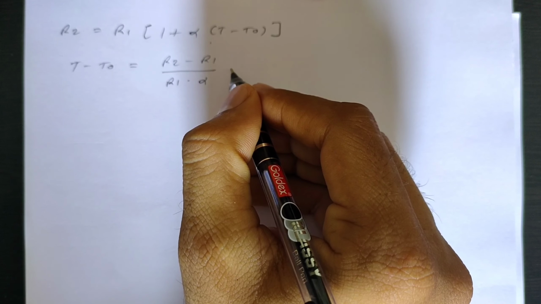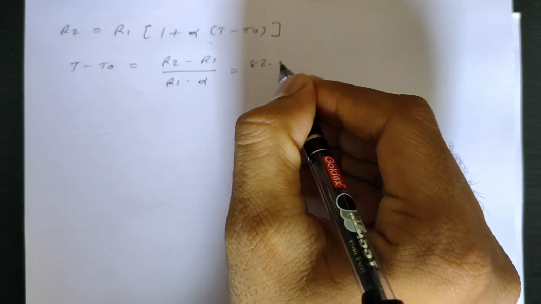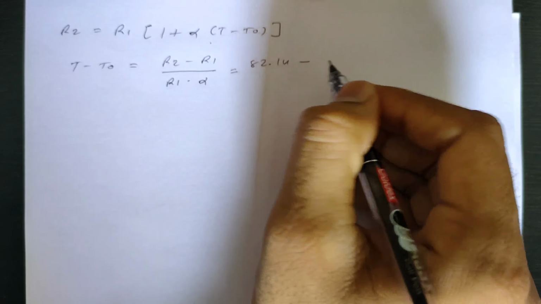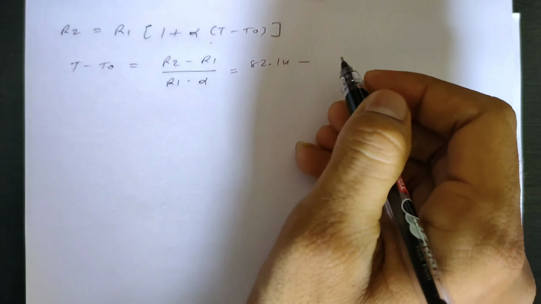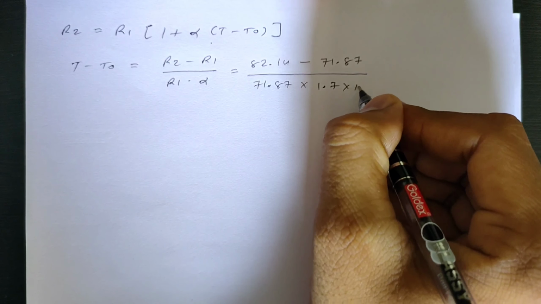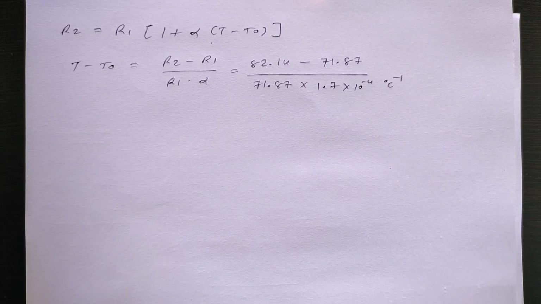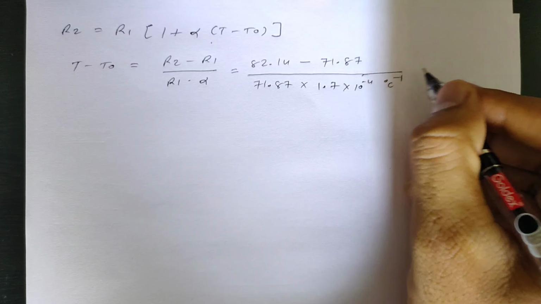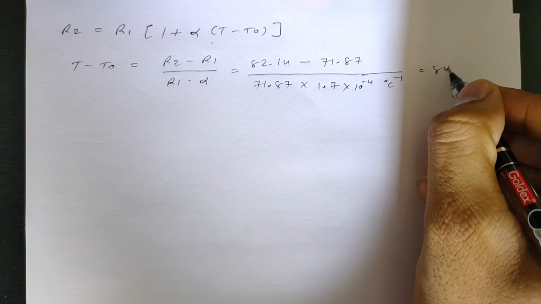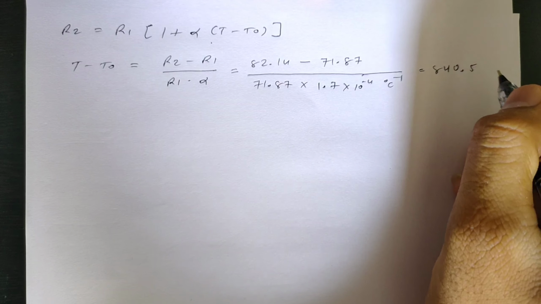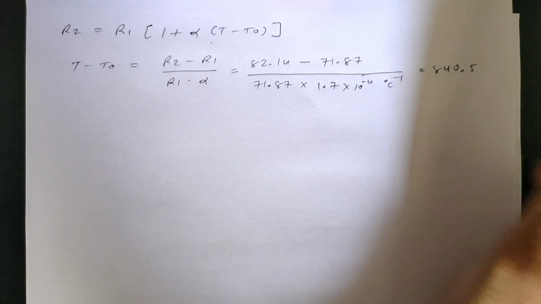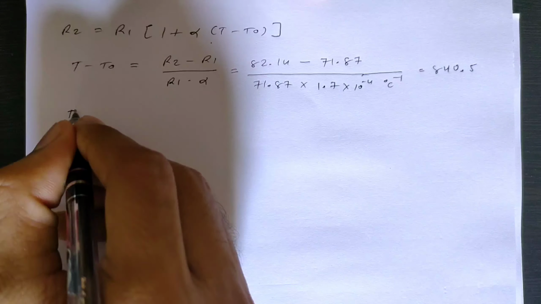Value of R2 we found is 82.14. Value of R1 is 71.87. Divided by R1 alpha, so 71.87 into alpha, which over here is 1.7 × 10^-4 degrees Celsius inverse. Now after simplifying this term we will get the answer 840.5. So I can write T minus T0 equal to 840.5.